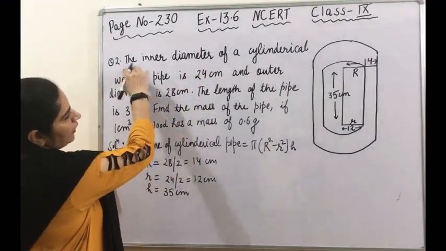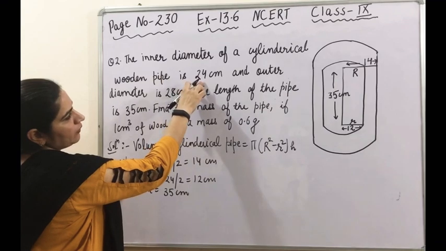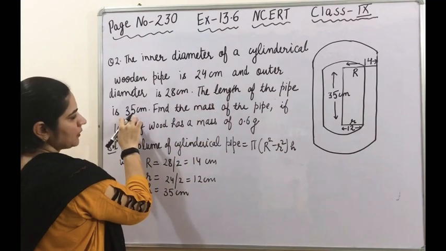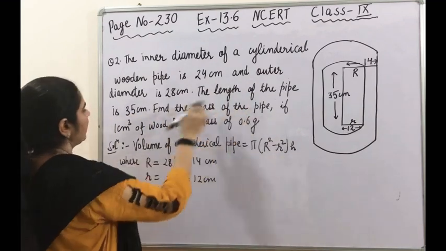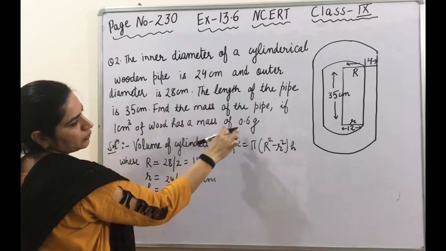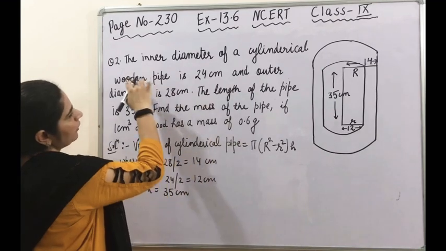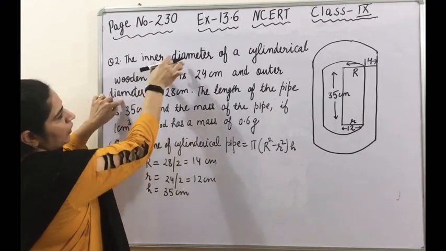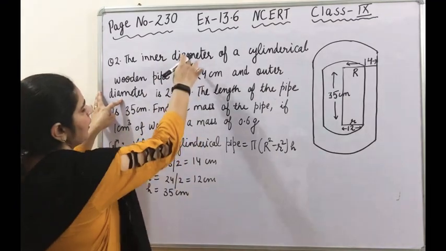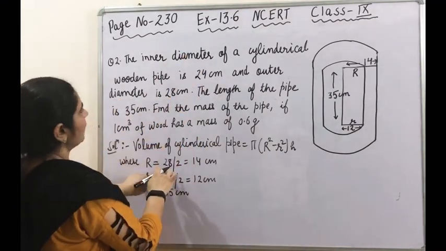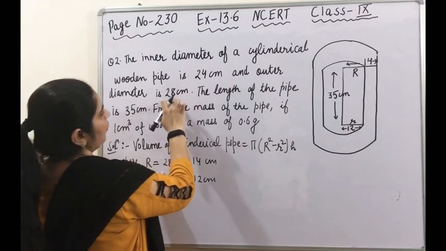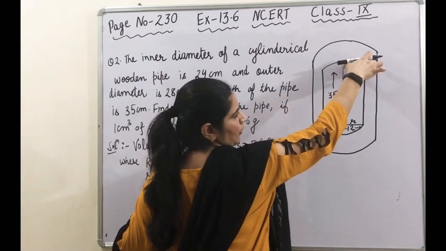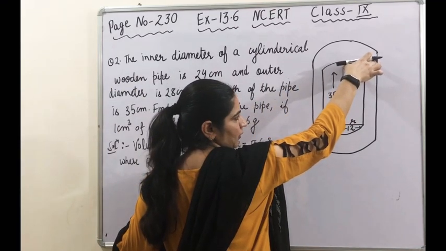Now in second question, inner diameter of a cylindrical wooden pipe is given. Outer diameter is also given. Length of the pipe is given. Find the mass of the pipe if 1 centimeter cube of wood has a mass 0.6 gram. Here both the diameters are given. With the help of diameter easily we can find out radius. Radius is diameter divided by 2. Here the outer diameter is given as 28 centimeter. So 28 by 2 is 14. This is the outer radius, which is 14 centimeter.